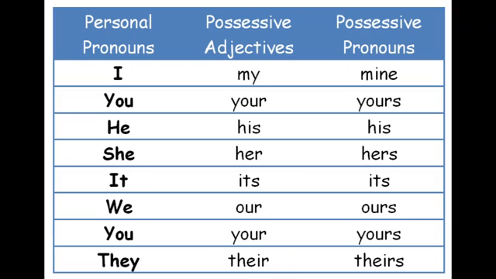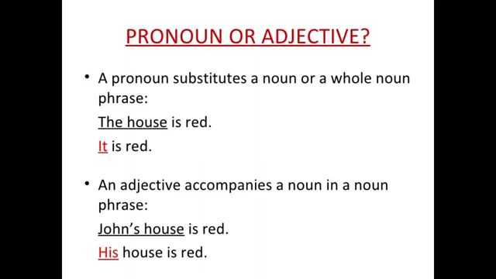Now let's move further. We can see here again the difference of pronoun or adjective. A pronoun substitutes a noun or a whole noun phrase. For example, the house is red, or it is red. Here it is a pronoun which is used for the noun the house. Whereas an adjective accompanies a noun in a noun phrase. For example, John's house is red. Here his house is red. Here his is an adjective, a possessive adjective. So this is the difference between pronoun and adjective.